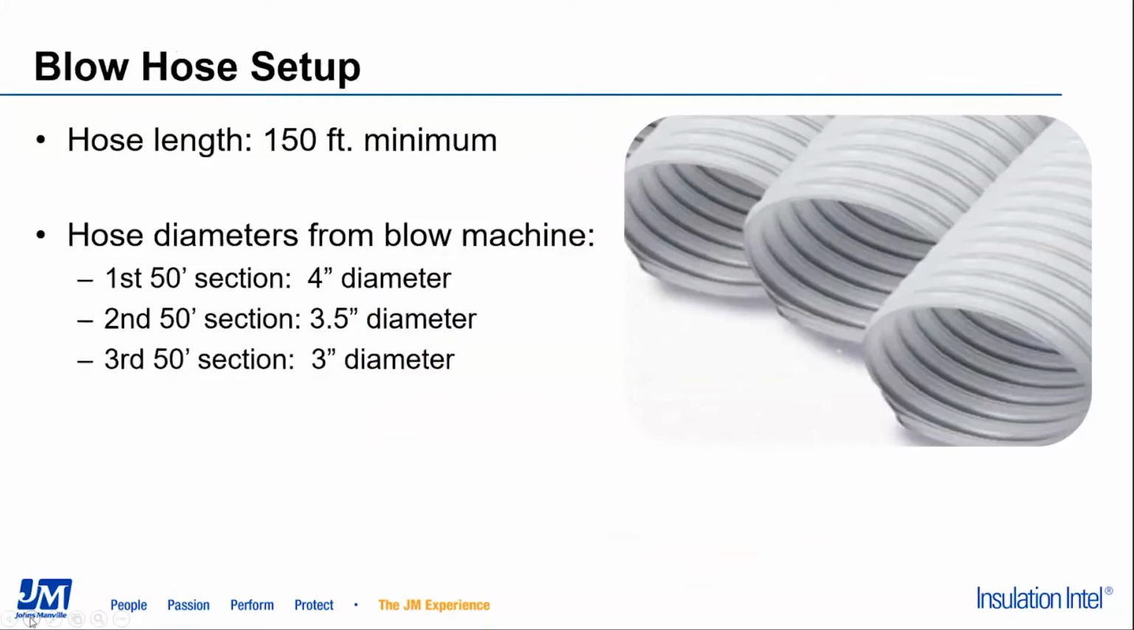So for the blow hose, we want to make sure to run a minimum of 150 feet of hose. Start with the largest section coming off the machine, stepping down to the 3-inch at the nozzle. For example, if we start with 4-inch coming off of the machine, the second section would step down to 3.5, and the third section would step down to a 3-inch diameter. If we're using more than 150 feet, we want to run the largest diameter of hose for the majority of the length and then step down the hose at the end.